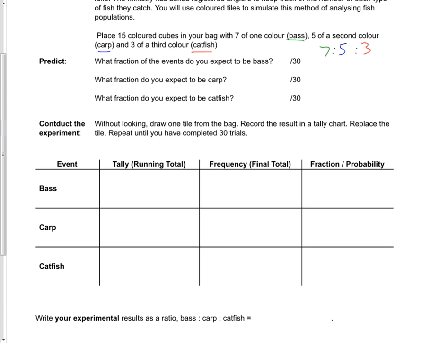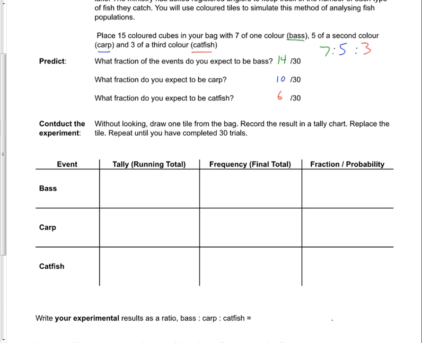If we've got the opportunity to run this experiment 30 different times, so we're going to pull a tile out of the bag or container 30 times, what would we expect to see? If I pull this out 30 times, I would expect to get 14 bass, because I've got 15 cubes in total and I'm pulling them out 30 times. That means double each one of these options. So 7 times 2 is 14. 5 times 2, I would expect 10 carp. And 3 times 2, I would expect to get 6 catfish.